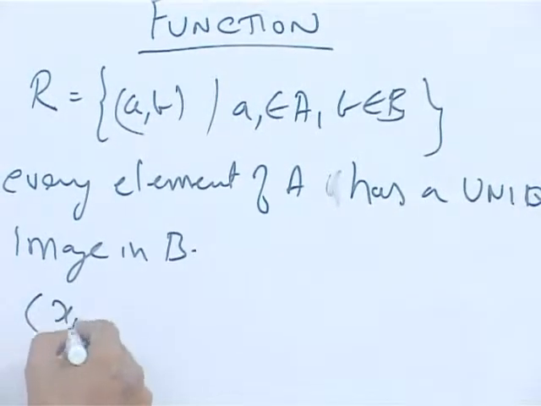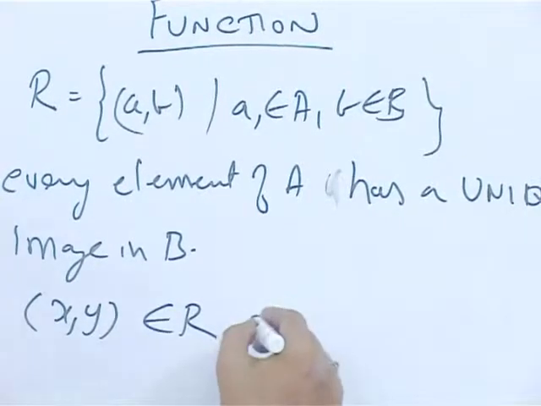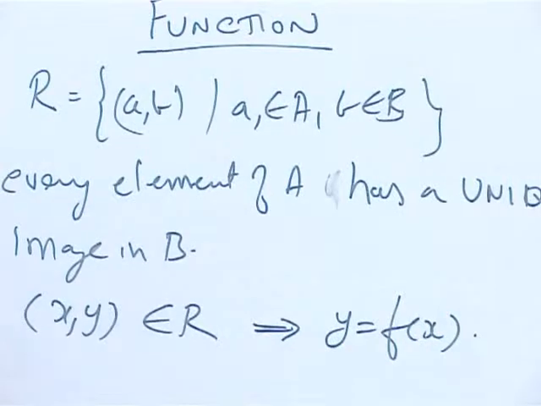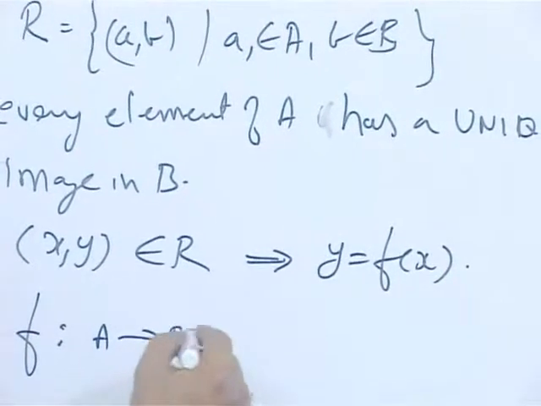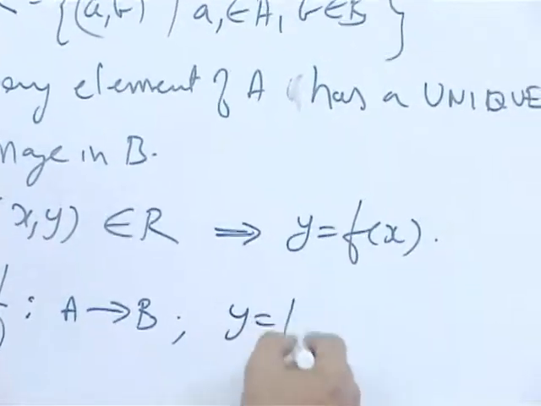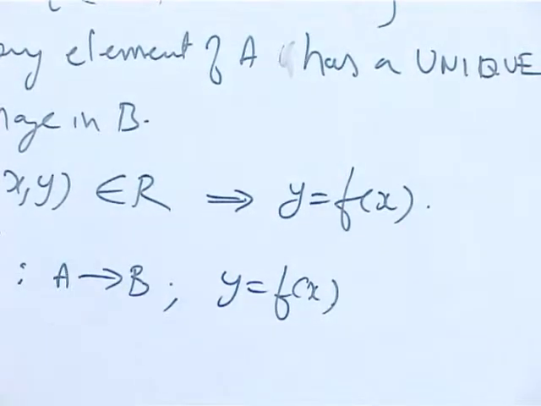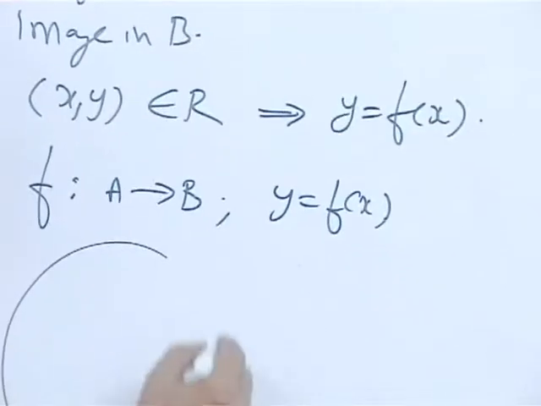Consider x comma y belonging to R obeying this relation, then we write y is equal to a function of x. Other notations to write a function is f is a function from set A to set B and y is equal to f of x. So it's a mapping of every element of A to B. The following Venn diagram is an example of the function.